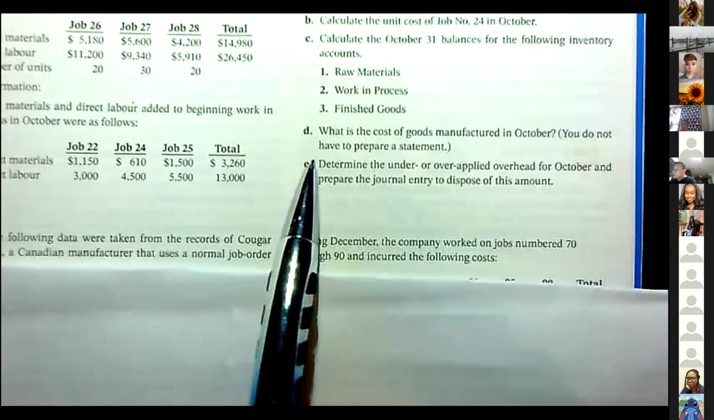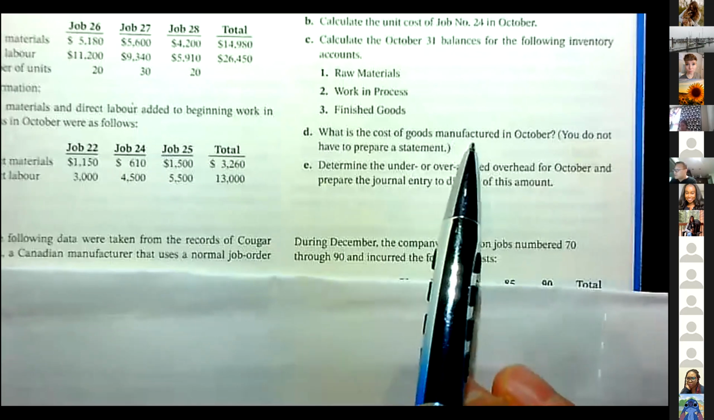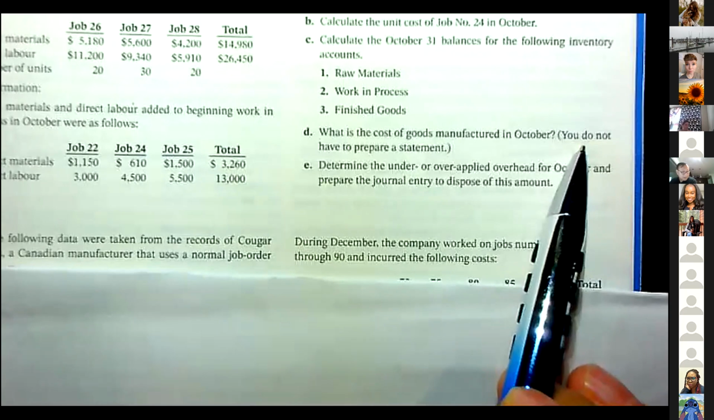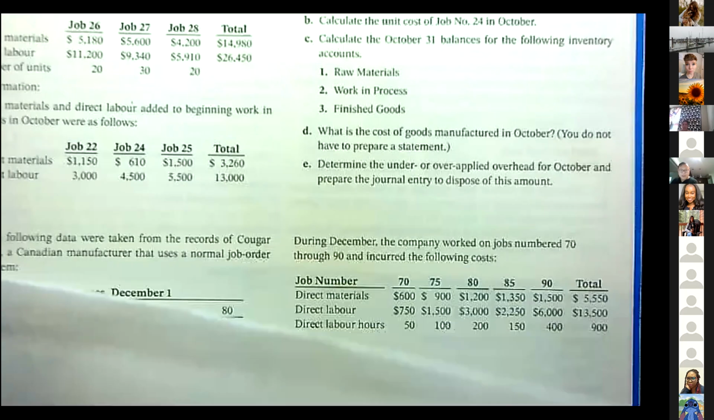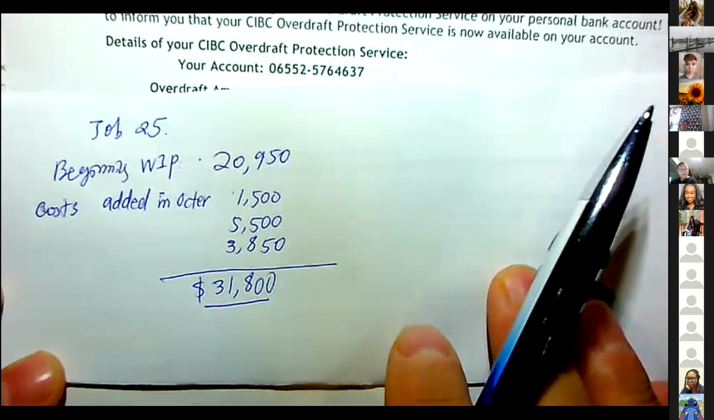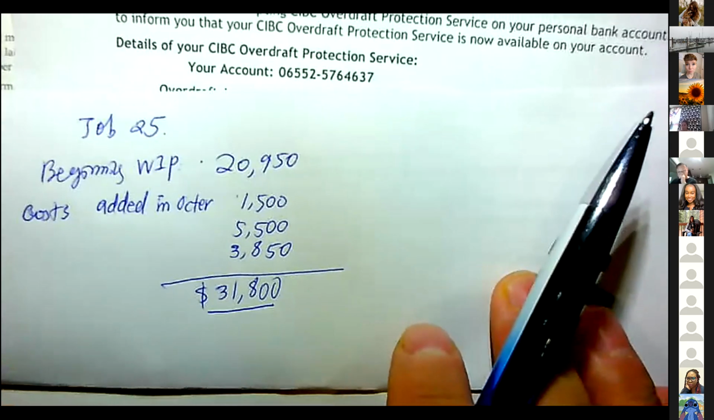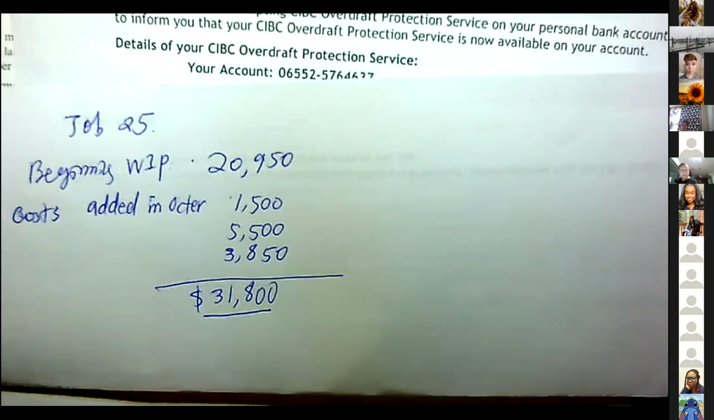So part D will be: what is the cost of goods manufactured in October? Sorry, can you go back to your T account for finished goods inventory? I think I missed something. Finished goods inventory, okay. Oh, so for finished goods inventory, we just have a debit balance at the beginning of 30,640, and then we just write the ending balance at the end.